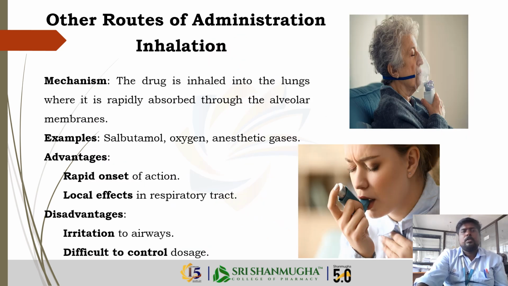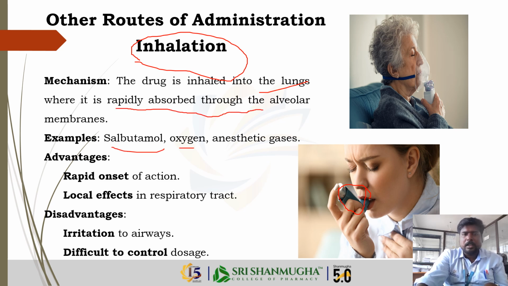Then we can see the other routes of drug administration. Inhalation is the main other route. The mechanism is that the drug is inhaled into the lungs. You can see the asthma sprayer like that. The drug is inhaled into the lungs, where it is rapidly absorbed through the alveolar membrane. For example, salbutamol, oxygen, and anesthetic gases are inhaled. It will directly reach the alveolar membrane in our lungs.